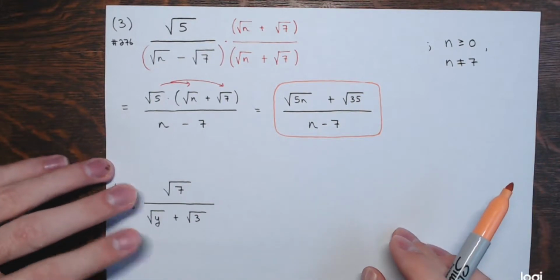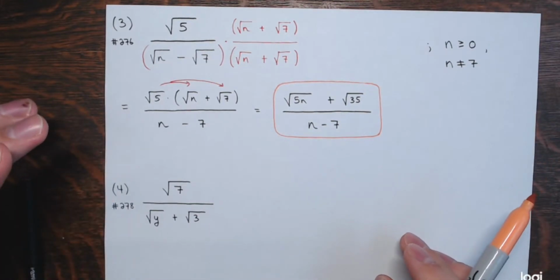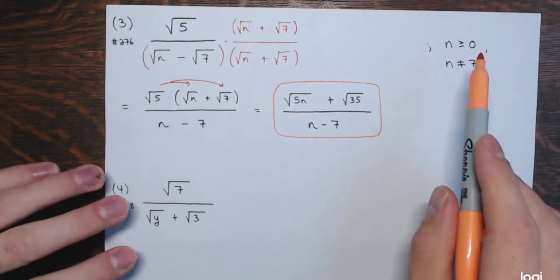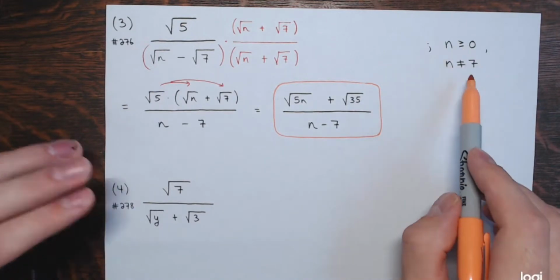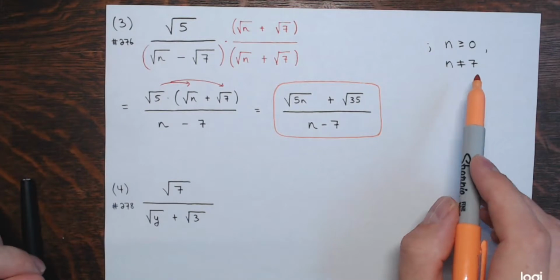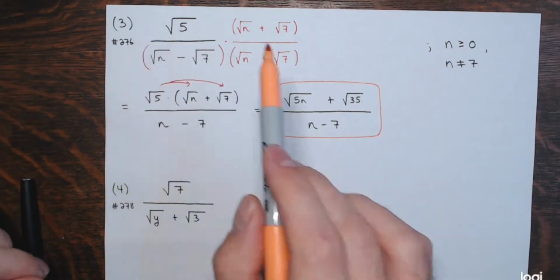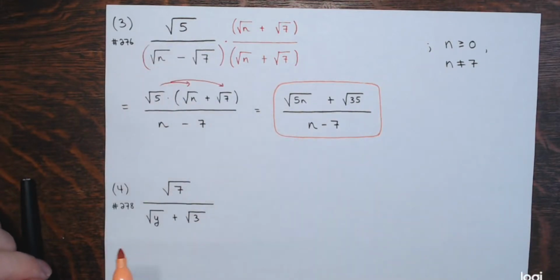And then, if you wish to check it, test it out. Replace n with any non-negative number you want except 7. Plug it into the original expression, plug it into the final expression. Use a calculator if you want, and you'll see that the values should be the same, no matter what you plug in for n. Again, as long as it's non-negative and not 7.